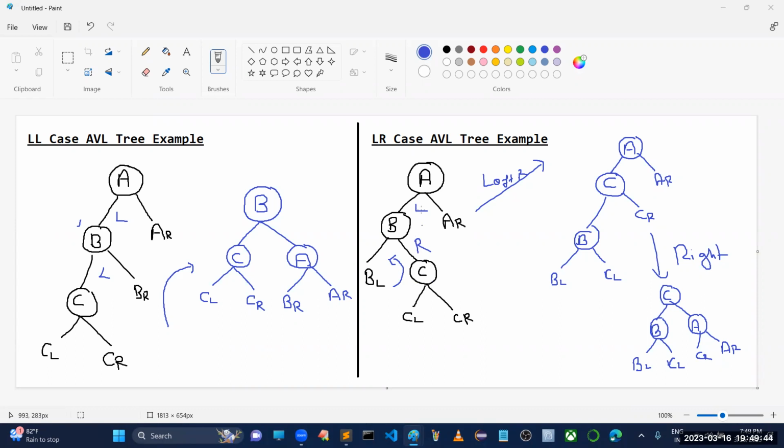In the LR case, first we have to do left rotation. Left rotation means, with respect to the newly added element, you have to do left rotation. That means C will come here and B will come under the left subtree. Just keeping the pivot point and rotating, that's all. C will move here and B will come like this. This is called a left rotation. So this is the style.